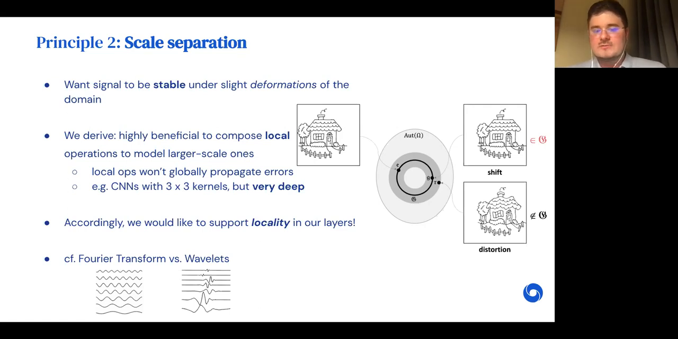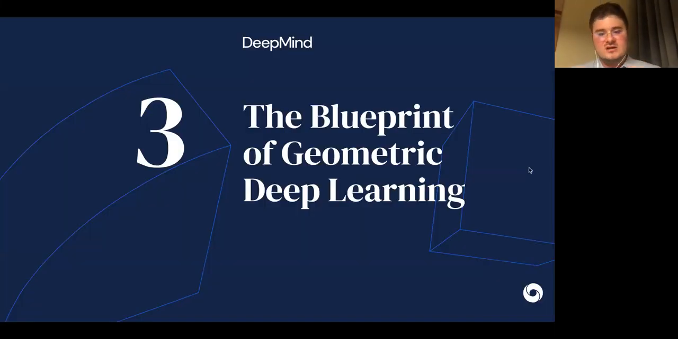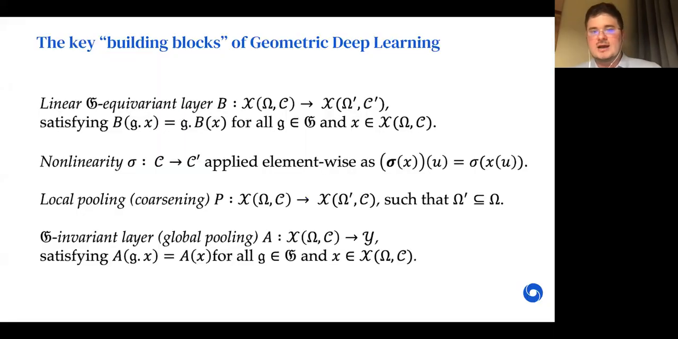And accordingly, what we would want is to be able to support a notion of locality in our layers. So it's not just enough for them to be invariant and equivariant. We might also want them to, with respect to the domain, only act around some neighborhood of individual points. And as you've probably seen during this course, this is also very important when designing graph nets. So using all of these components together, we can arrive at what we call the blueprint of geometric deep learning. So we've described a few very interesting building blocks that we can use.